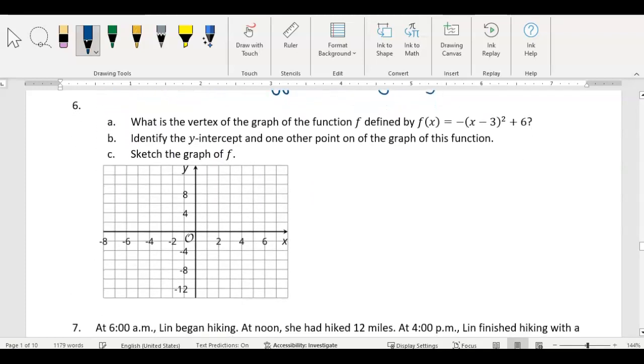Number 6, what is the vertex of the graph of the function? So first our vertex is (3, 6) here. So let's go ahead and plot that. (3, 6) is here. Now it's a negative coefficient, which means this graph is going down.